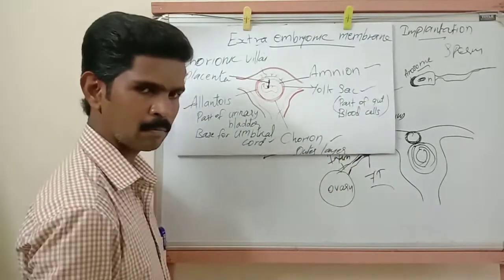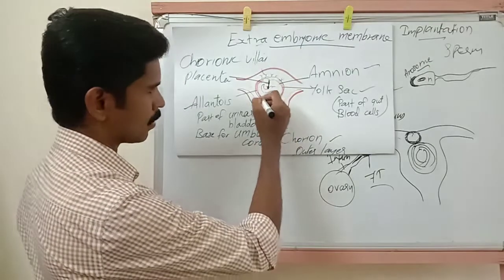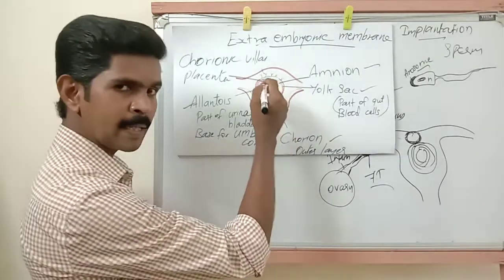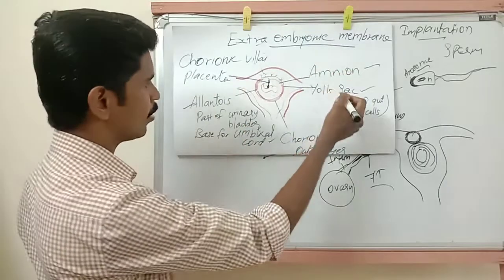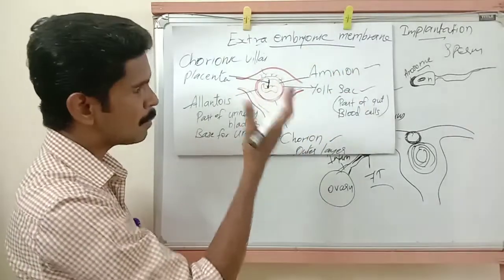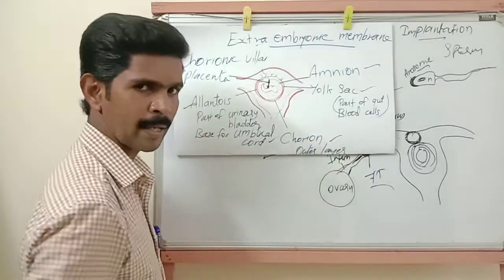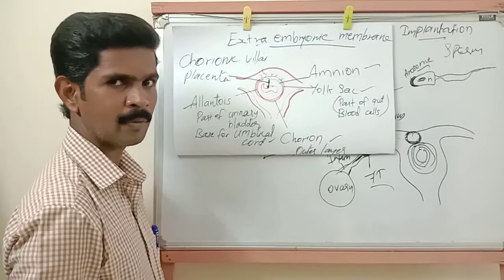And the last layer is called chorion. It is the outermost layer. Chorion is the outermost layer. This layer protects all the other three layers, because the amnion, yolk sac, and allantois are present inside the chorion layer. Understand all of you?